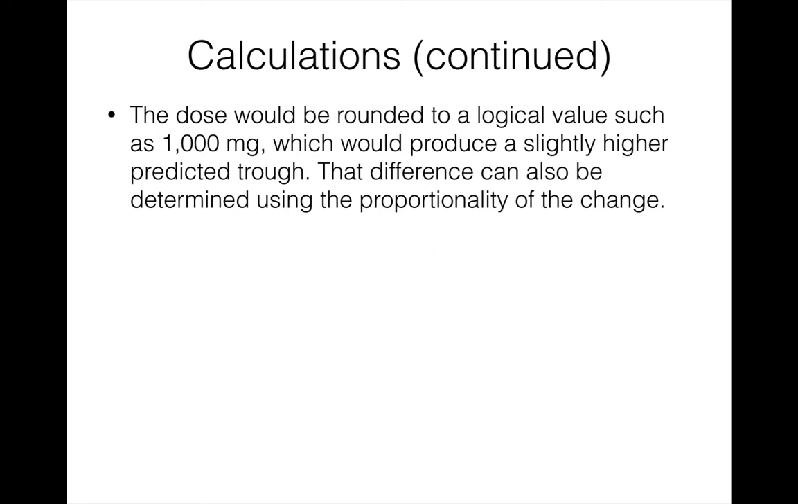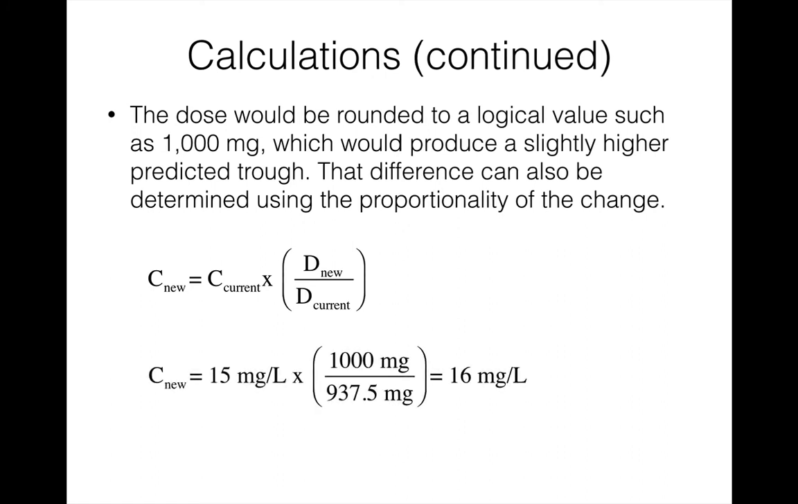That difference can also be determined using the proportionality of the change. In this case, the new concentration is equal to the current concentration times the new dose over the current dose. So for example, the new concentration would be the current concentration of 15 milligrams per liter, which is predicted from the 937.5 milligrams, and the new dose of 1,000 milligrams, all together equaling 16 milligrams per liter. So if we used 1,000 milligrams every 12 hours, our predicted trough would be 16 milligrams per liter. And it's important to refine your calculations based on the dose that you actually use.